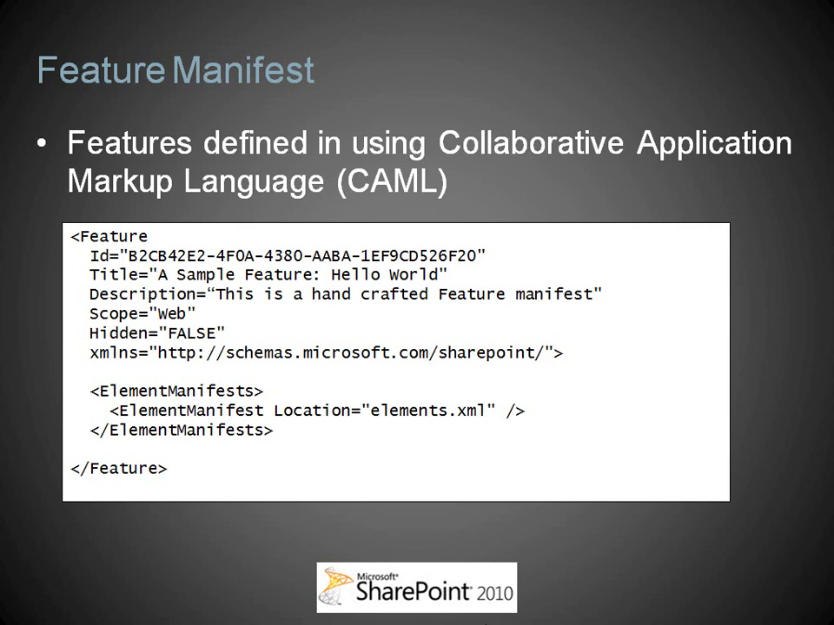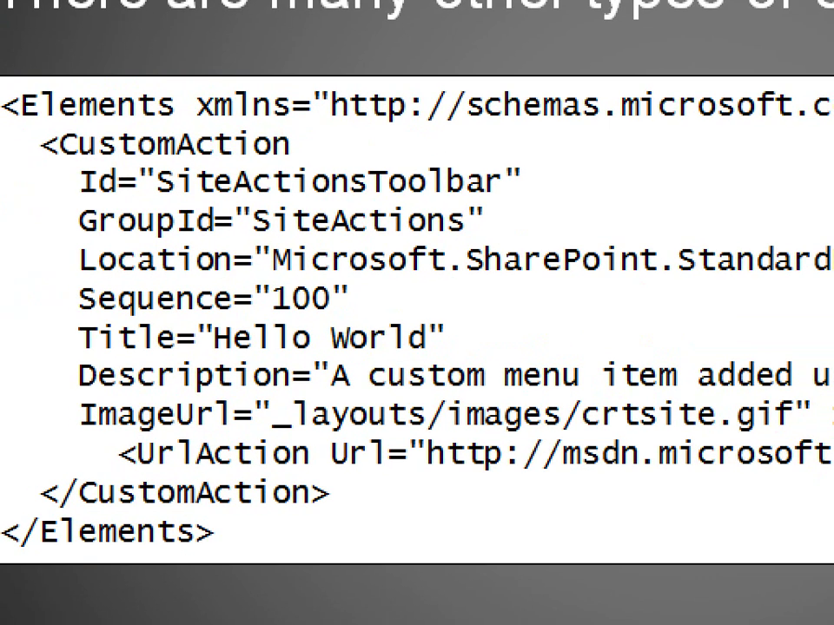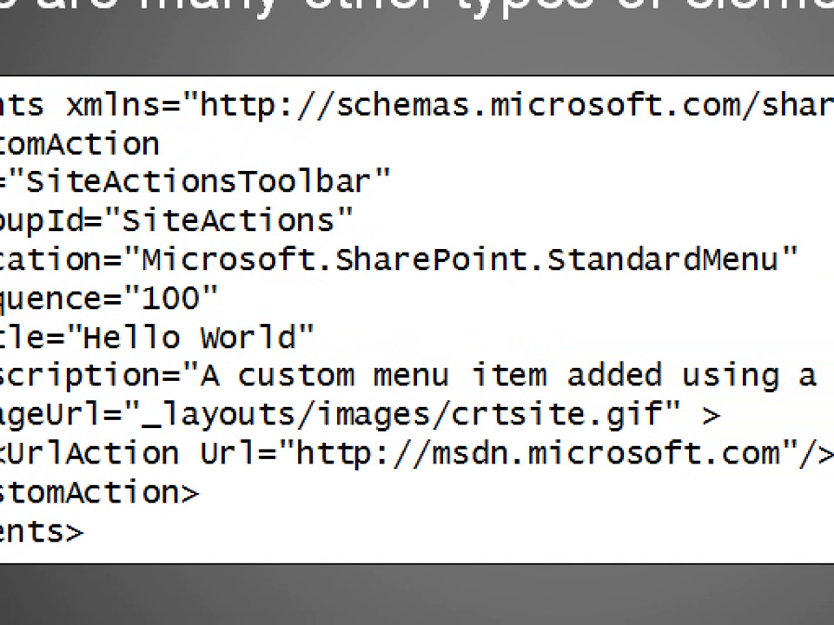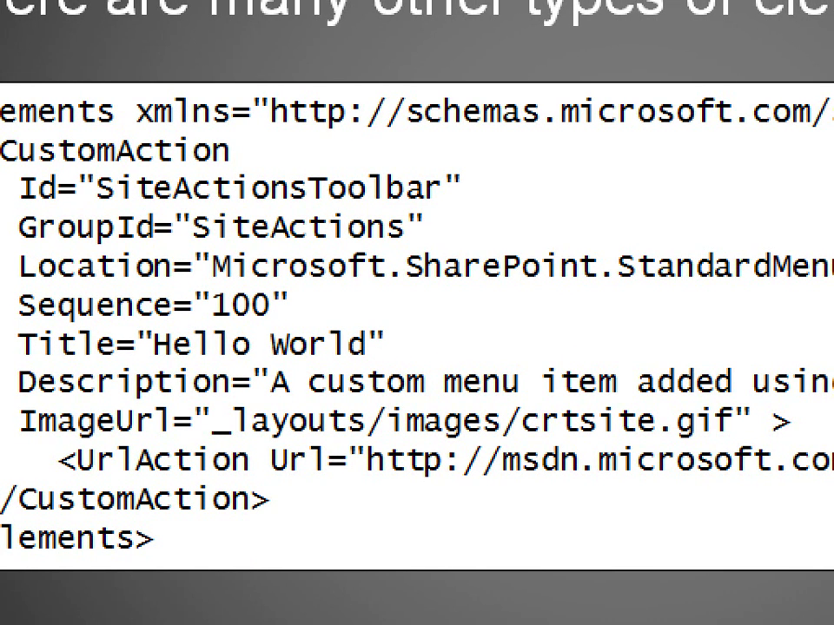And then over here we see an element manifest. In this particular one, we're defining a link off to the Microsoft website. Just a couple of things to note within these documents. In this one I have a thing called a group ID. The group ID is site actions. I have a location, which is some string here, and then I have a sequence number and so on.